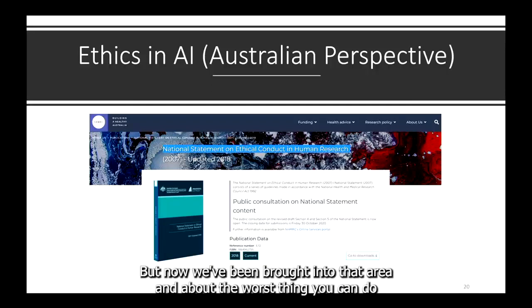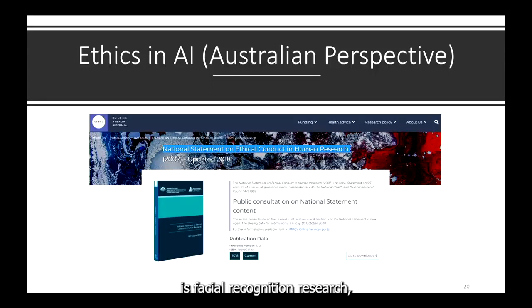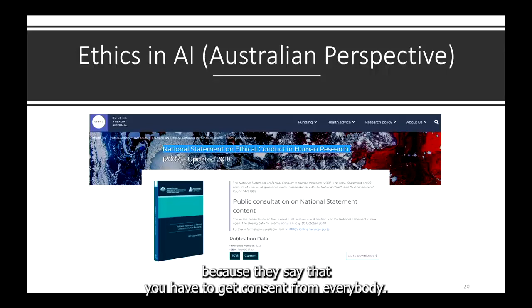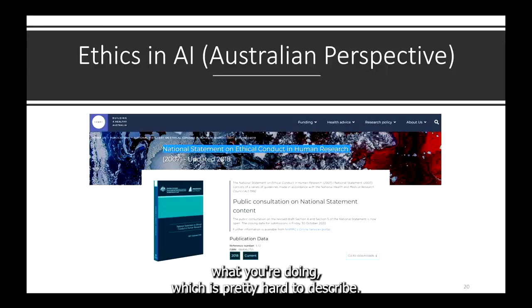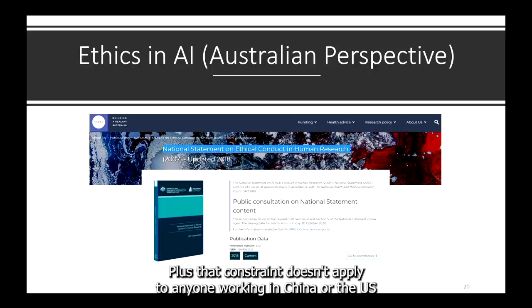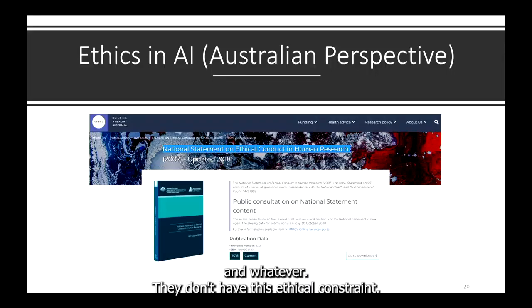And about the worst thing you can do is face recognition research, because they say that you have to get consent from everybody. It has to be informed consent, so they have to actually know what you're doing, which is pretty hard to describe. And because it's deep learning, you need millions and millions of consents. So it's impossible to collect that data. Plus, that constraint doesn't apply to anyone working in China or the US and whatever. They don't have this ethical constraint.